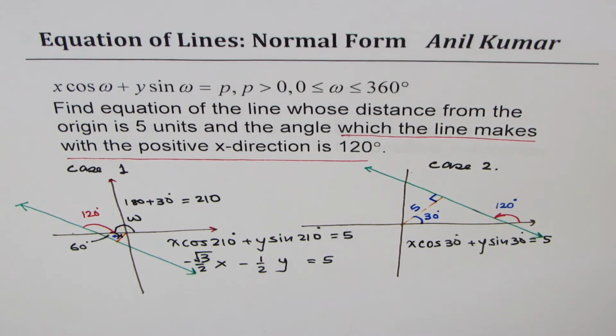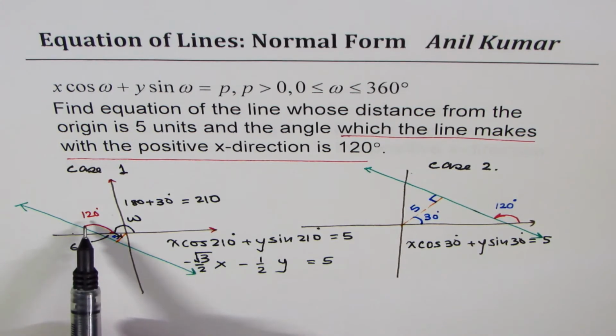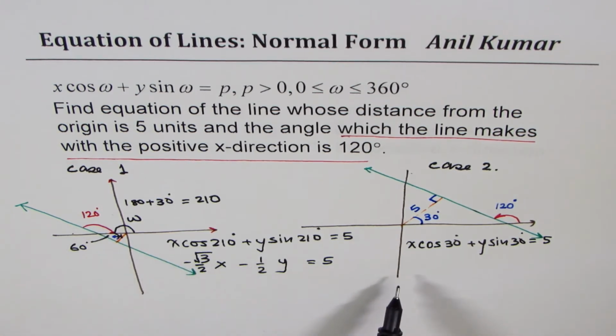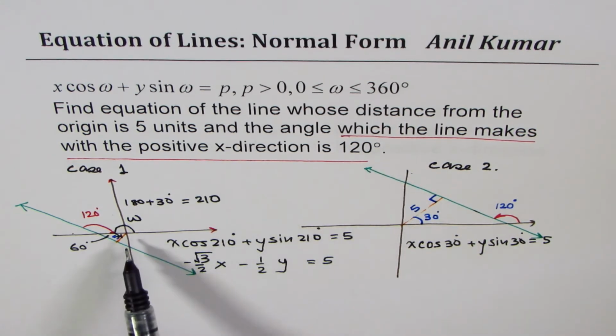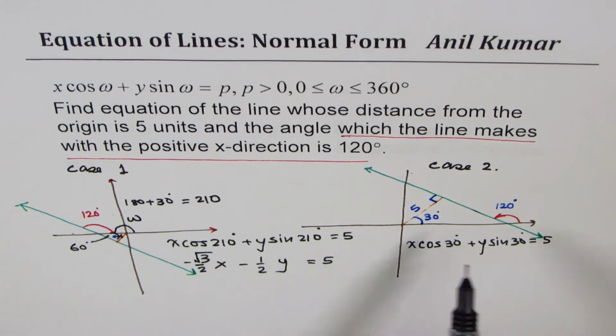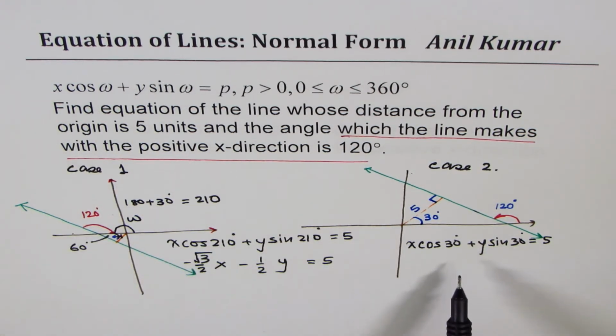Correct? So what you see here is that when we're in quadrant 3, both these values are negative. Do you see that? So a line could make 120 degrees, but we could get two different situations. So at times, we may need additional information to be very precise as to which is the right case. Now, if you write an equation in the normal form, you could always translate it into any other form.